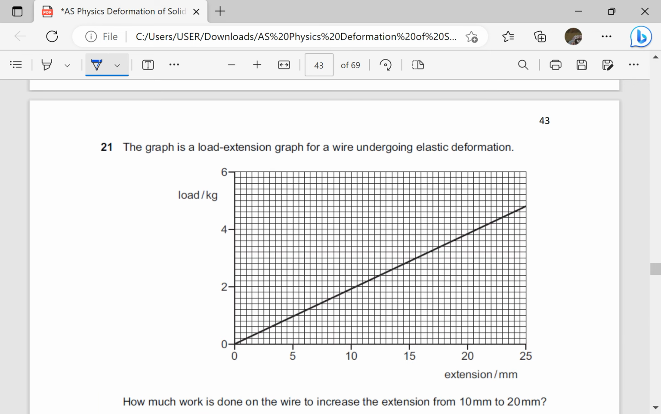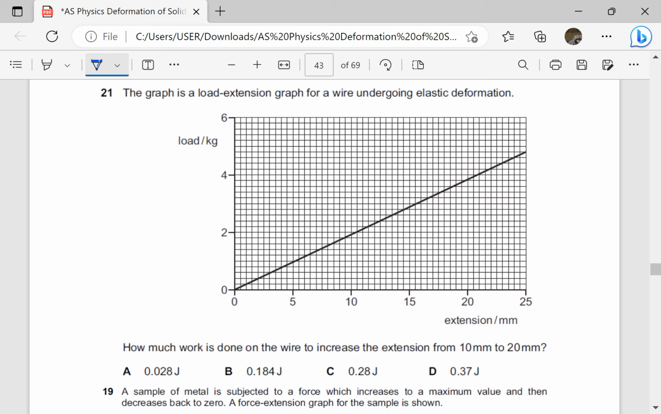The graph is a load extension graph for a wire undergoing elastic deformation. How much work is done on the wire to increase the extension from 10 to 20? So from 10 to 20 millimeters, how much work is done? This is going to be the area under this graph, which is actually a trapezium. This one is in the middle here.